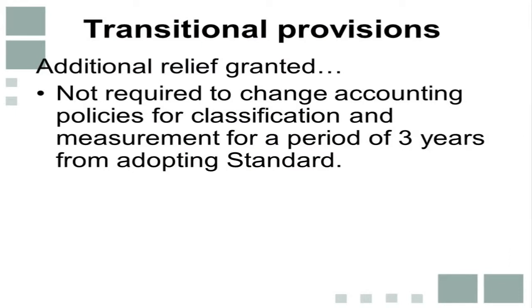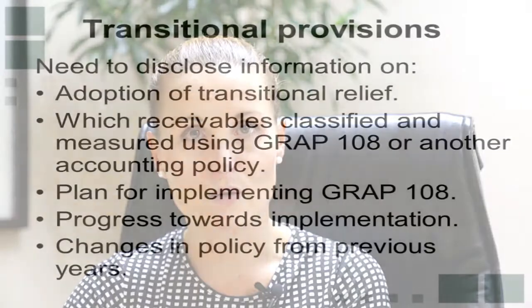We have outlined a transitional relief period for statutory receivables, and entities have 3 years within which to change their classification and measurement for statutory receivables. So you will see it doesn't relate to recognition, because we would assume that entities have been recognizing statutory receivables already. Probably the measurement could be different and they might not be classified as statutory receivables.